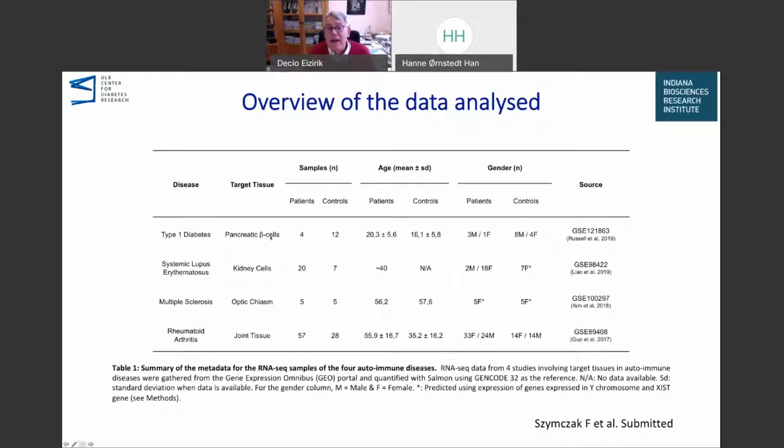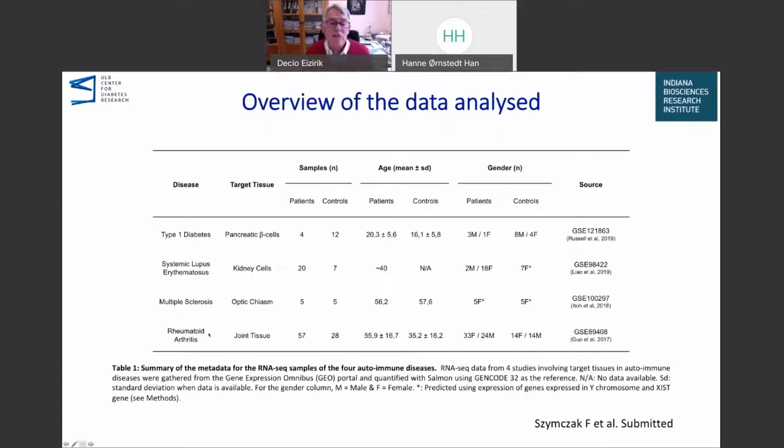So for the pancreatic beta cells, we had 4 type 1 and 12 controls. For lupus, these were kidney cells with lupus nephritis. There were 20 patients and 7 controls. For multiple sclerosis, it was optic chiasm, 5 patients and 5 controls.